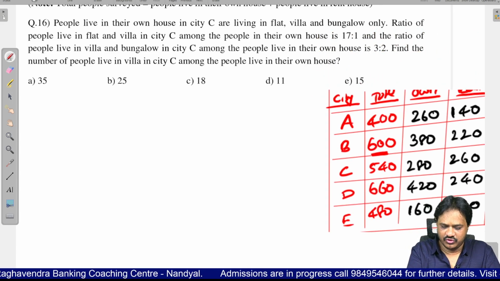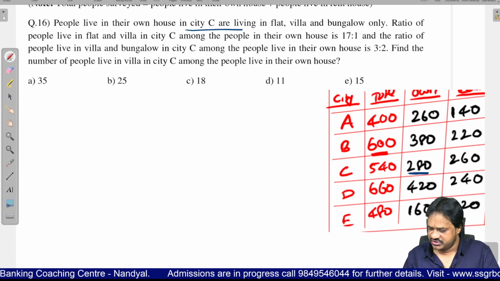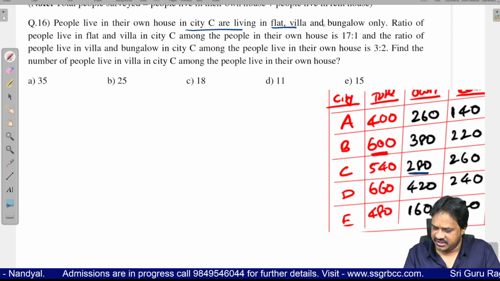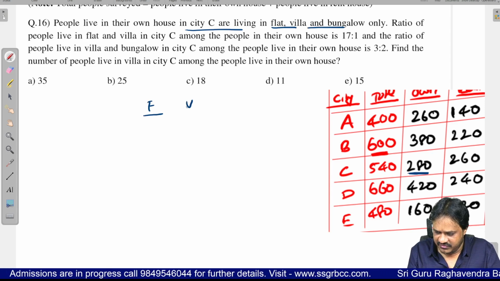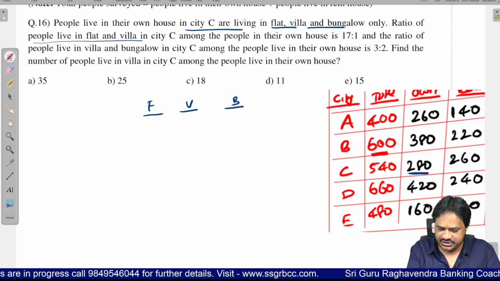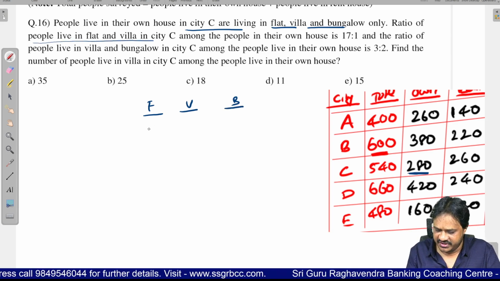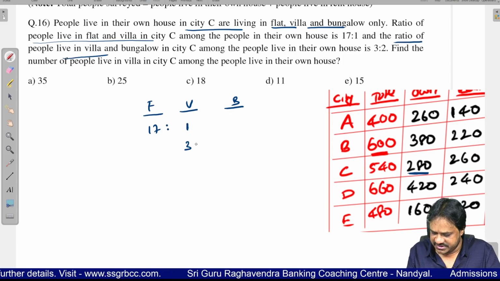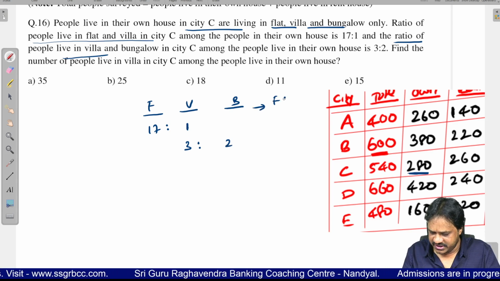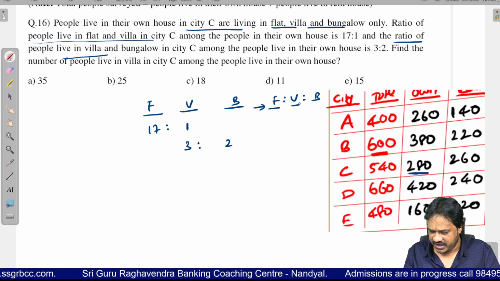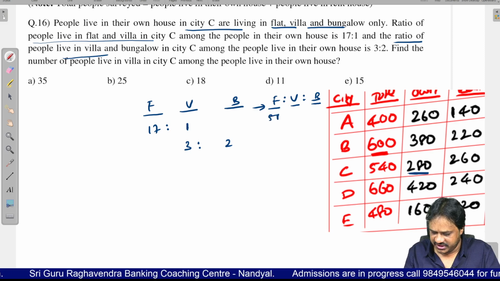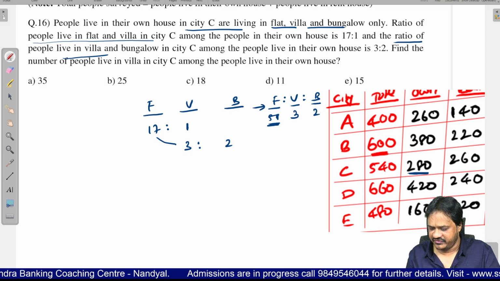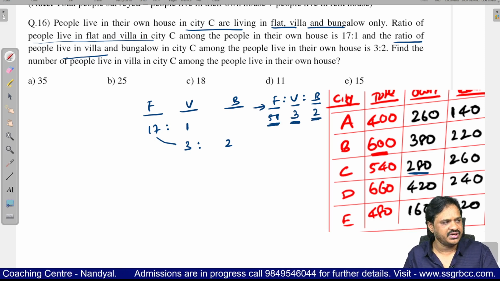People living in their own house in city C. City C own house we are having 280. In this 280 there are three things: flat, then villa, then bungalow. The ratio of the people living in flat and villa is 17:1. Then the ratio of the people living in villa and bungalow, that is 3:2. Now if you consolidate the ratio, F for flat, V for villa, B for bungalow, 17 into 3, 51. 1 into 3, 3. Then 2. So flat will be 51 parts, villa will be 3 parts, bungalow will be 2 parts.